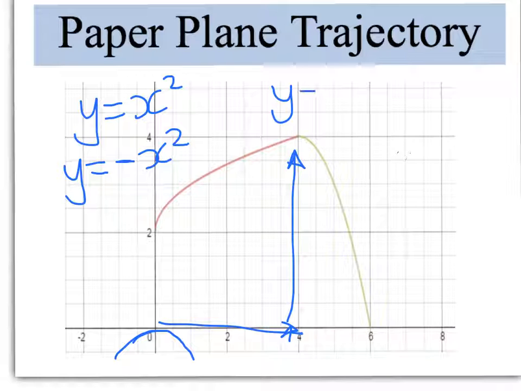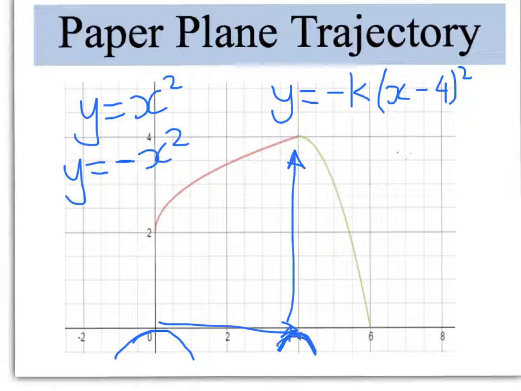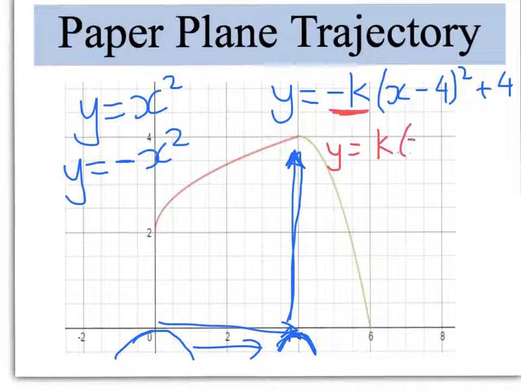So let's do the form. It's going to be negative k times x minus 4 squared plus 4. The minus 4 part shifts it out to here, and then the plus 4 shifts it up to here. As I said in my class, it doesn't matter if you write this as negative k here, or you could write it as k times x minus 4 squared plus 4.